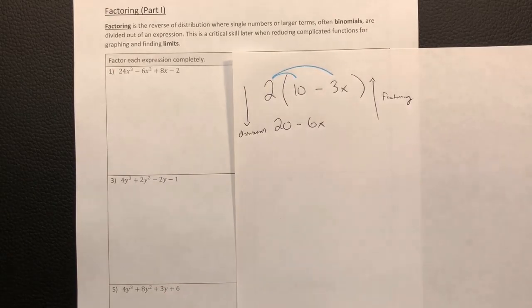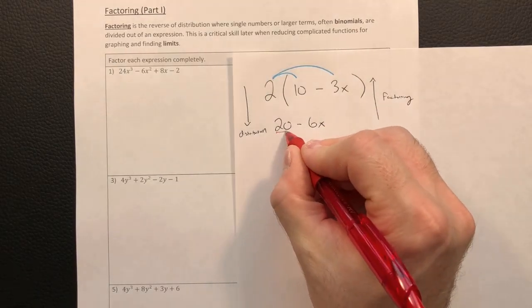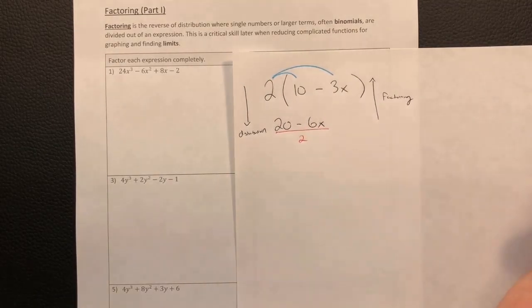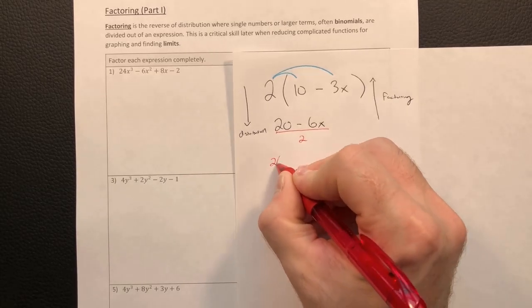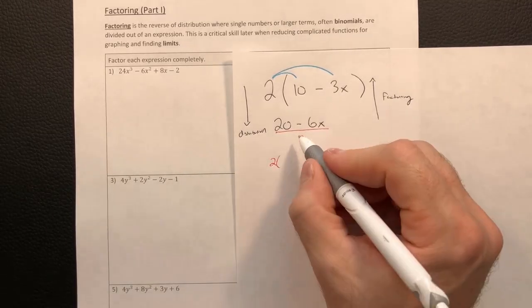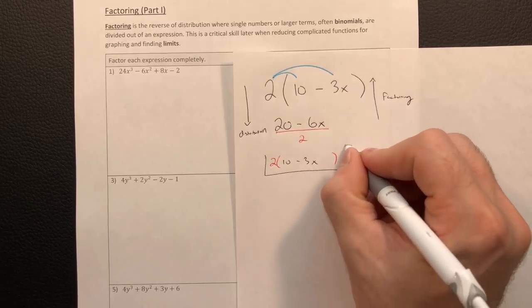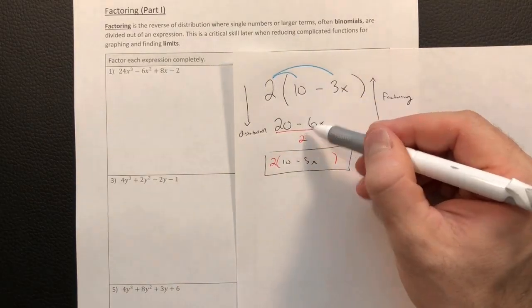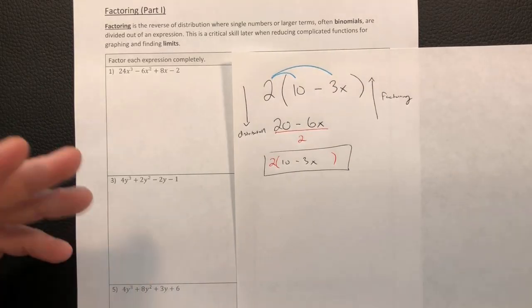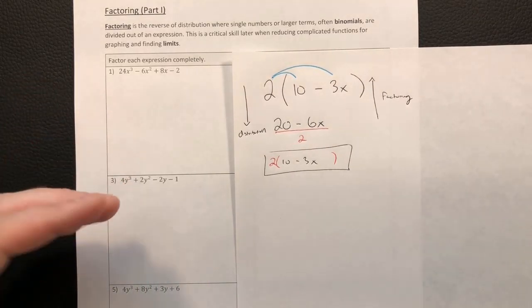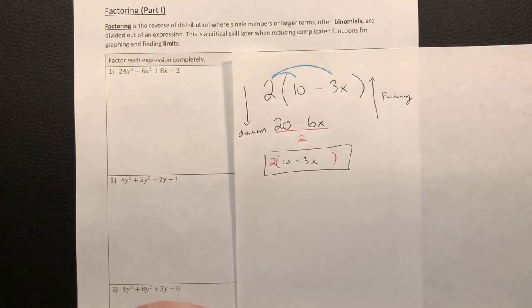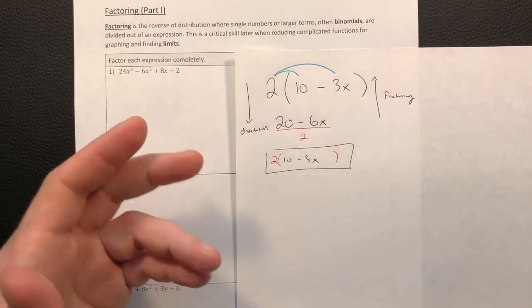So I would take this and say, what can both these numbers be divided by? Well, looks like both these numbers can be divided by 2, which means I'm going to pull out a 2 and see what I have left. That would leave me with 10 minus 3x. And so, in essence, distribution and factoring are opposites. Now what we're looking at today is we're trying to take a polynomial expression and turn it into a binomial.